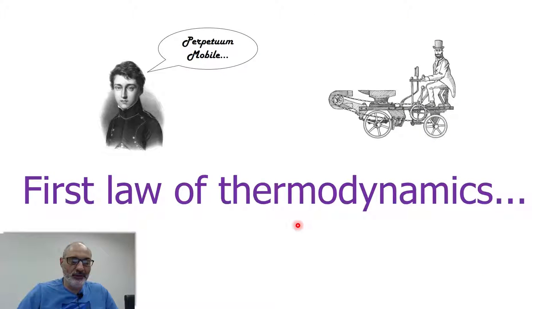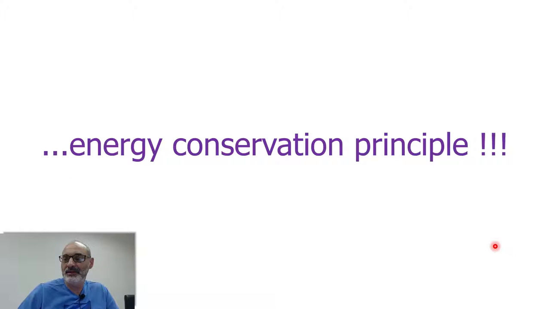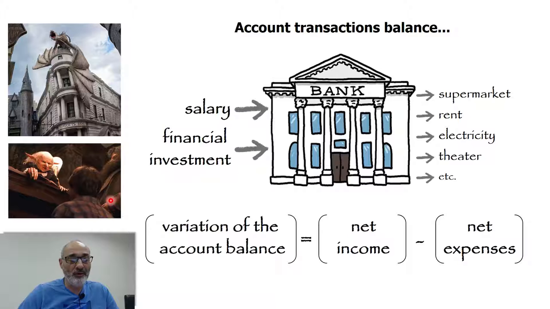So Carnot started by recognizing this, and he asked himself if it's possible to build a perpetuum mobile, like in this picture here. So this leads to the first law of thermodynamics, and before that, the second law of thermodynamics, which I'm going to show you. The first law of thermodynamics is actually an energy conservation principle, what we call an energy inventory, exactly the same thing that we do with our transaction account in our banks.